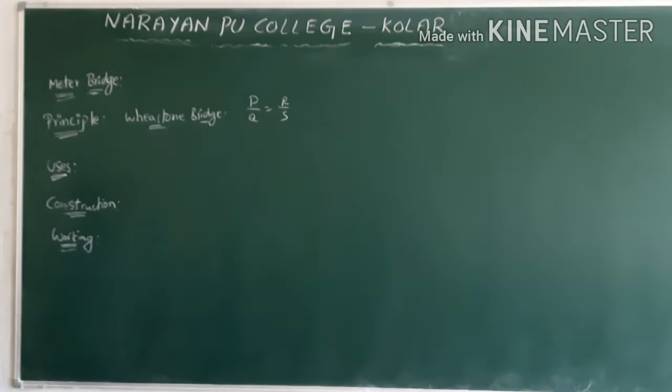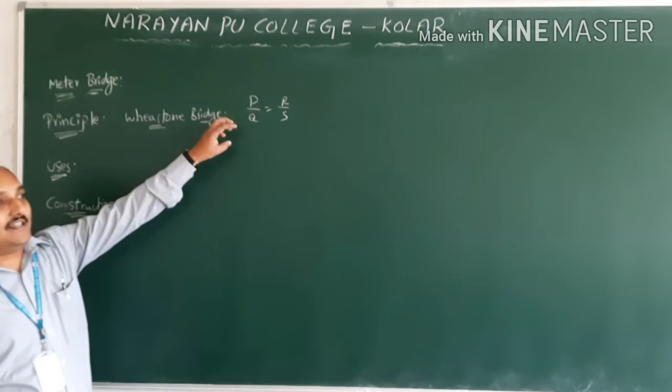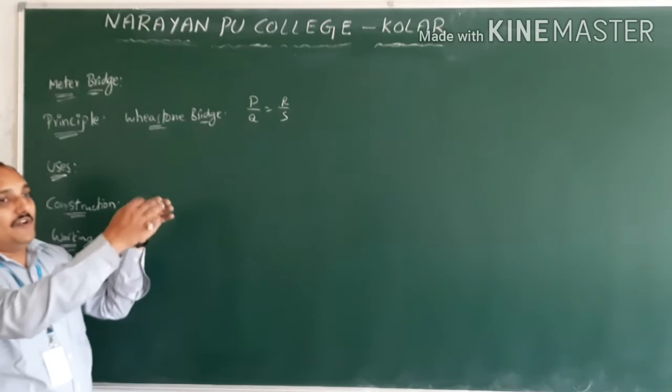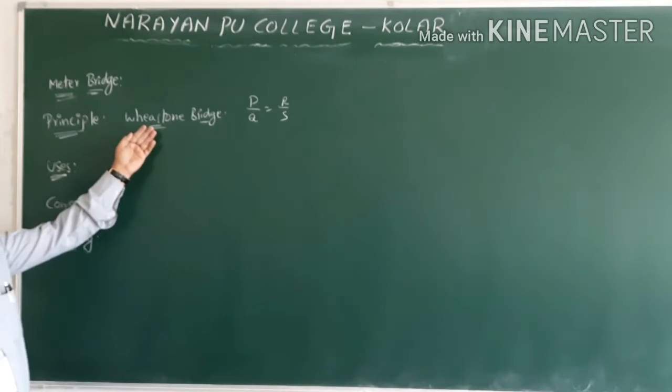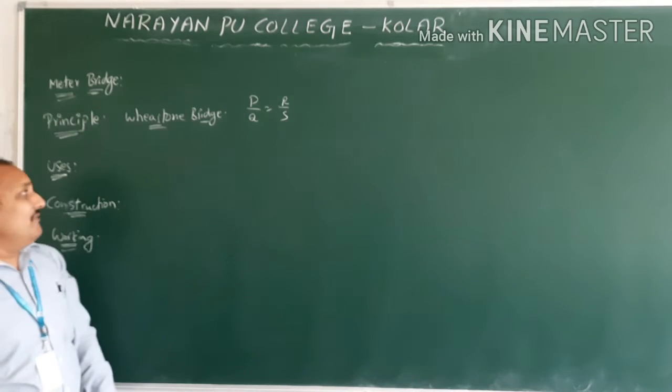What are P, Q, R, S? Resistors. Four resistors are connected in the form of a bridge shape, like a rhombus. Already you came to know about this one. This is the principle of the Wheatstone bridge.